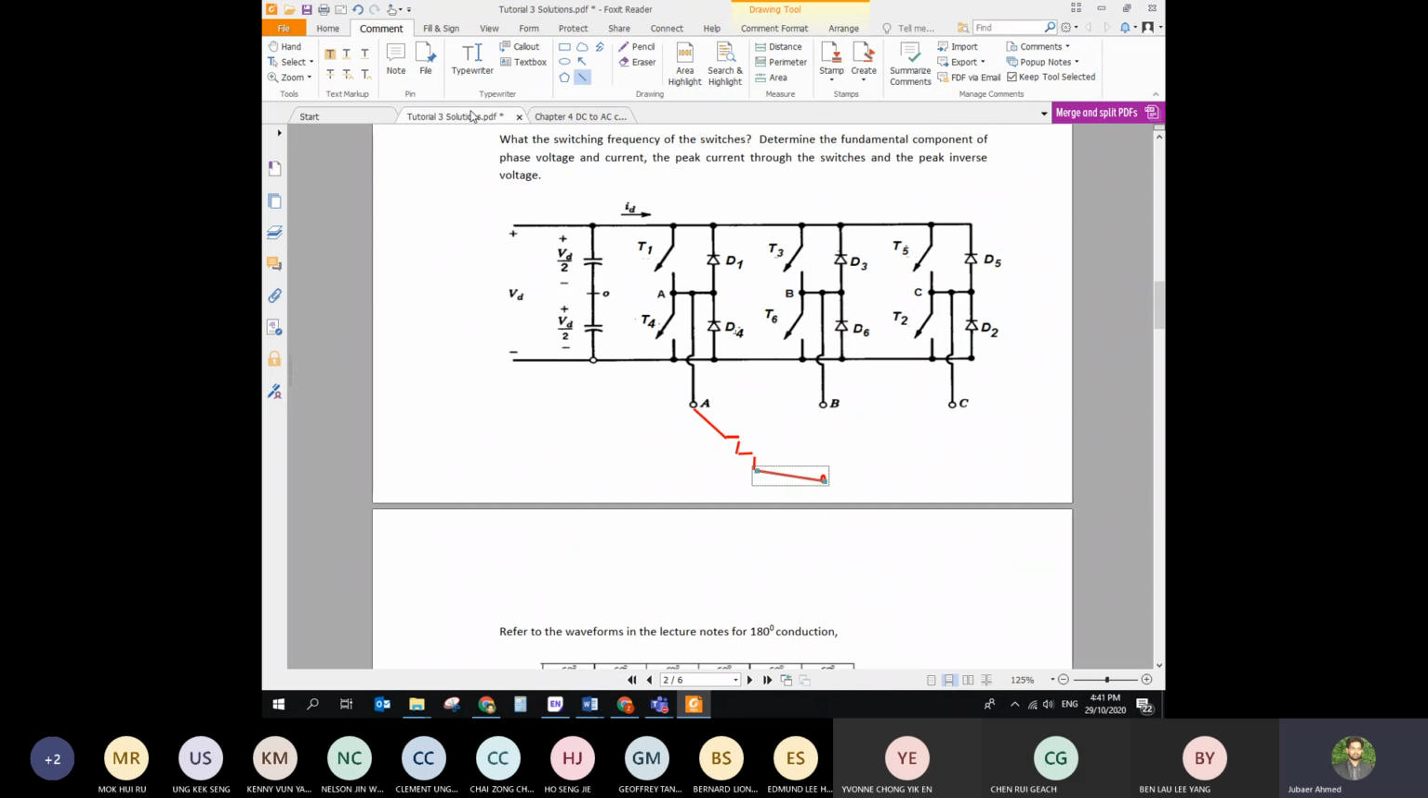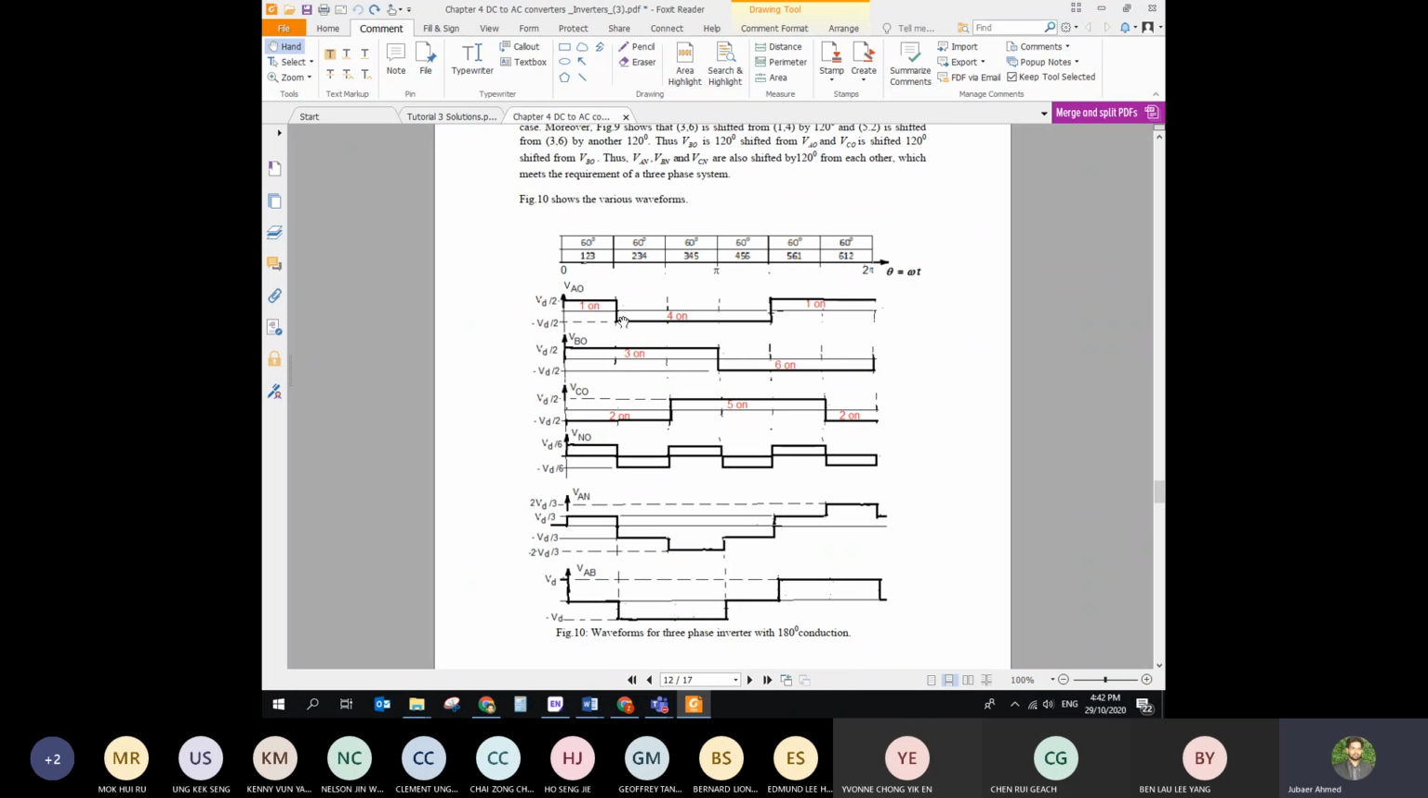Another thing you have to remember, the top side, the T1, T3, T5, is going to induce the positive Vdc by 2, and 4, 6, and 2, that means the bottom side, is going to induce the negative Vdc by 2, just like the half bridge inverter we discussed at the beginning. So top switch is going to be positive voltage, bottom switch is going to induce the negative voltage. So you can see when the 4 is on, the voltage is negative.